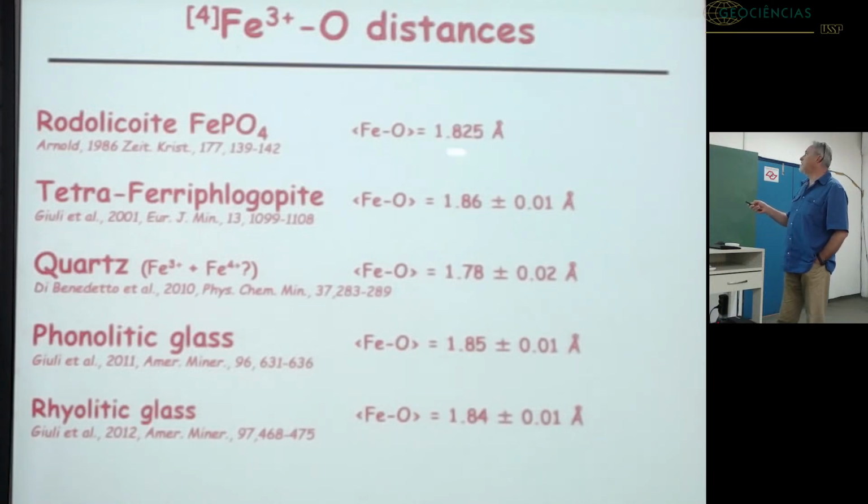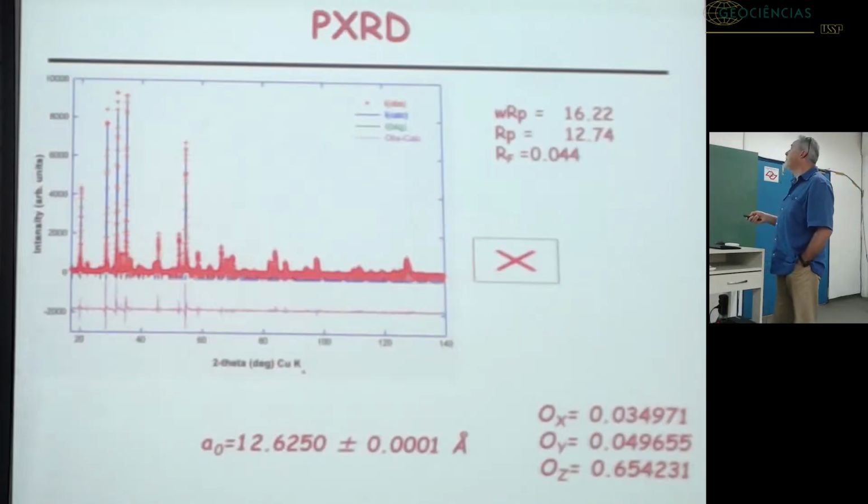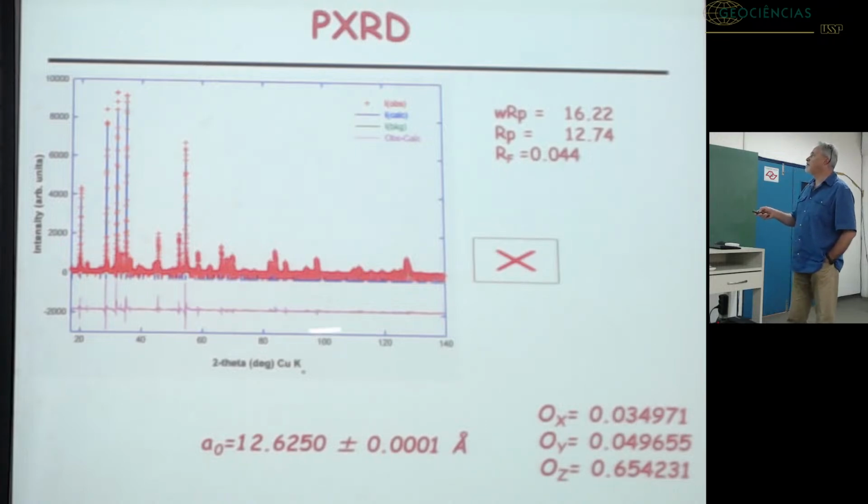and that's the iron-oxygen distance found in a phosphate, in the tetraferriphlogopite I showed you before, in quartz, in phonolitic glass, in rhyolitic glass. So in most silicates, apart from quartz, which is another story, the iron-oxygen distance is close to this value, about 1.85 angstrom. We don't see a picture, okay, not important.